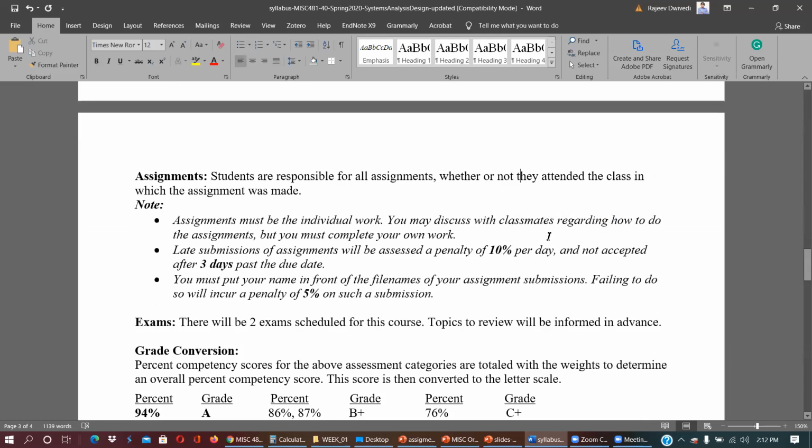A 10% penalty per day will be there, but a maximum of 3 days is possible. After 3 days, assignments are not accepted.